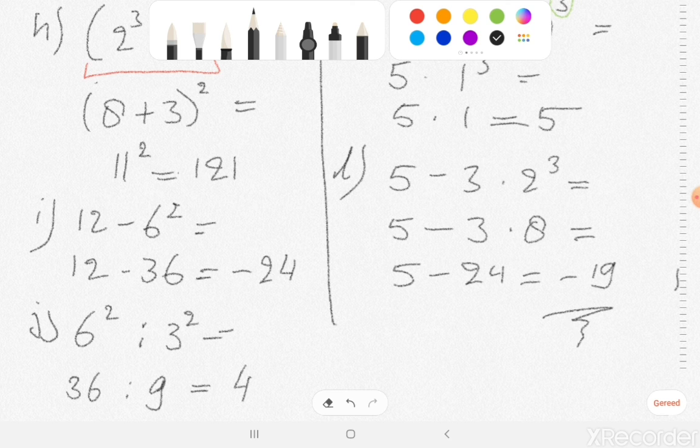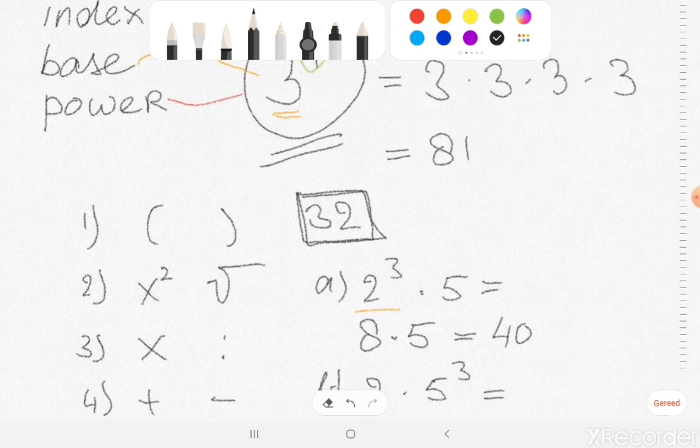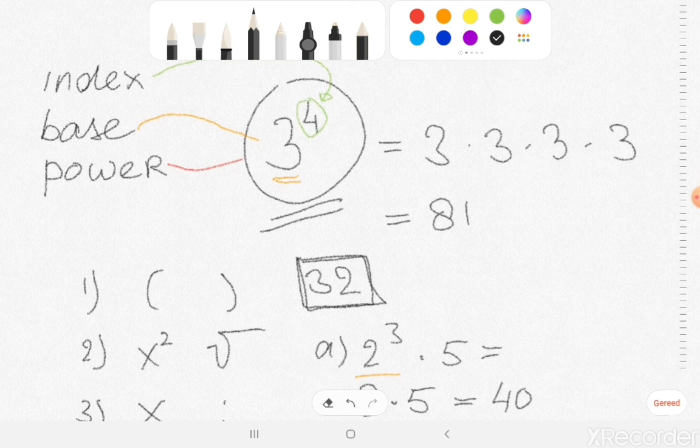So that was an explanation about what a power is, what the words base and index mean, and an explanation about exercise 32 on page number 111.